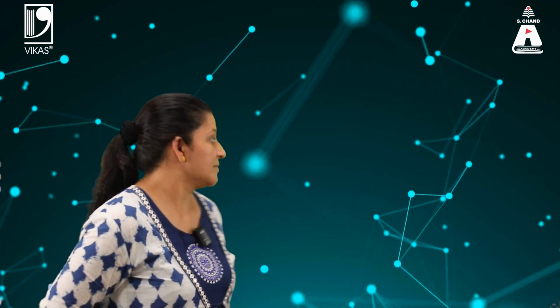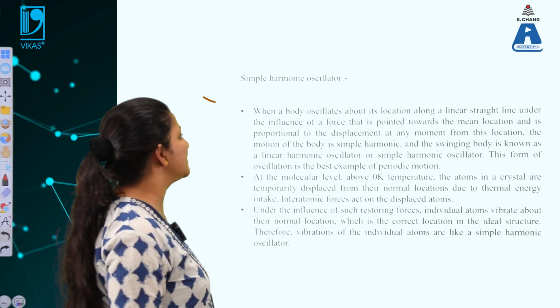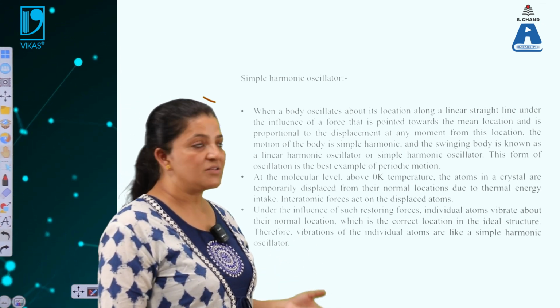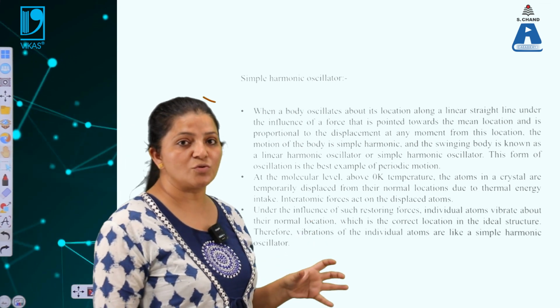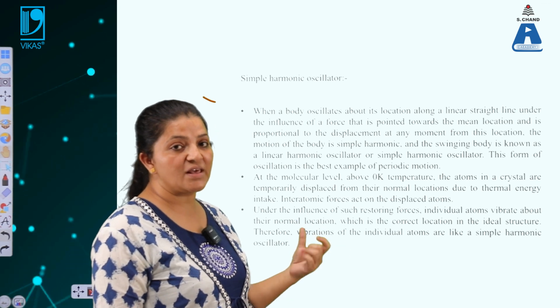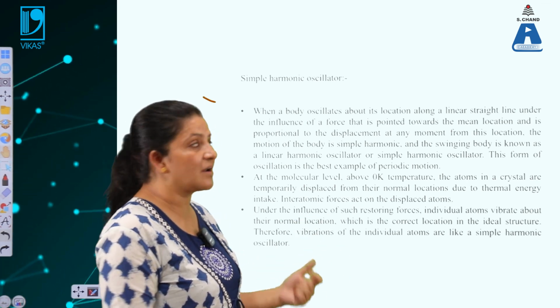Now today we will start with this simple harmonic oscillator. So a simple harmonic oscillator is basically when the body oscillates about its mean position. Such type of motion is known as simple harmonic oscillation. And all types of oscillations take place in a straight line.